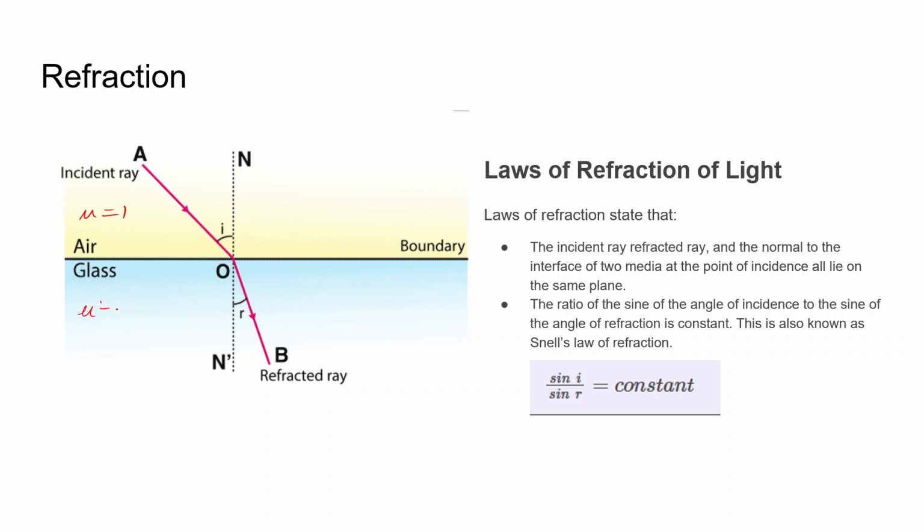The refractive index of glass is more than that of air, so it's more than 1, say 1.5, depending on what type of glass we are using. So when light comes here, instead of reflecting, it passes through, but it bends towards the normal. Why? Because the speed of light in this high refractive index material slows down, and that's why it comes towards the normal. So this is what happens in refraction.